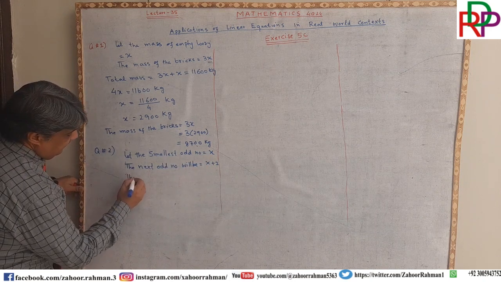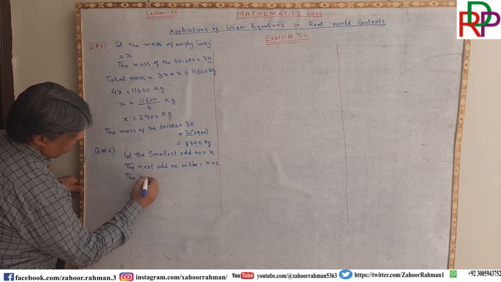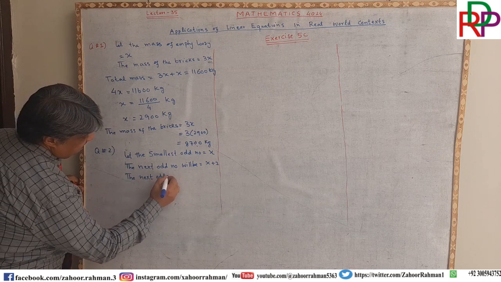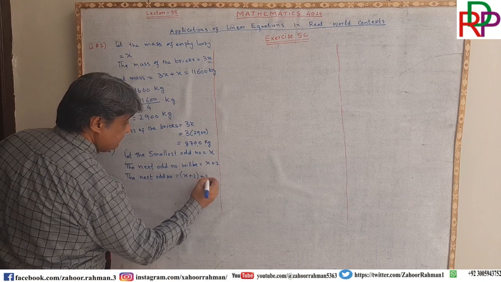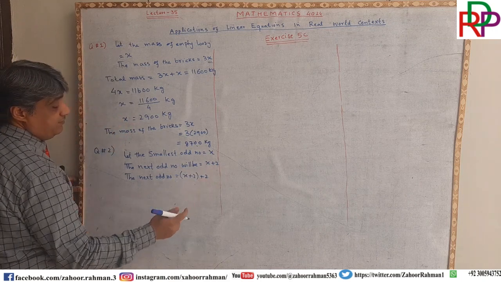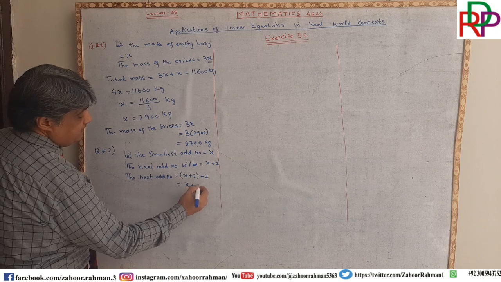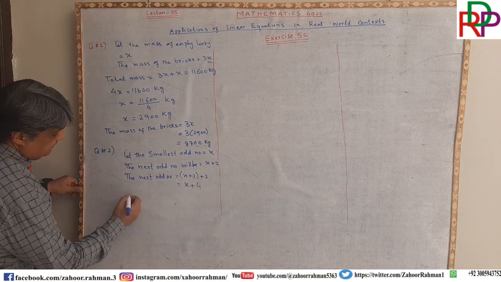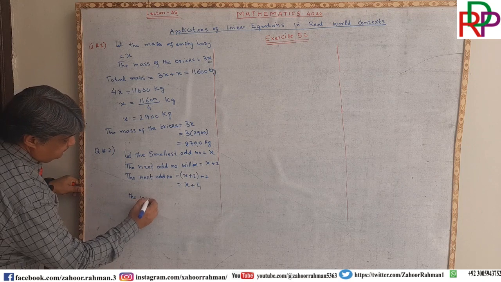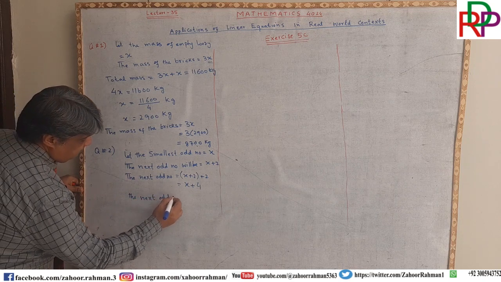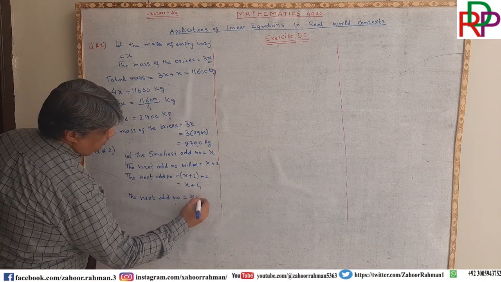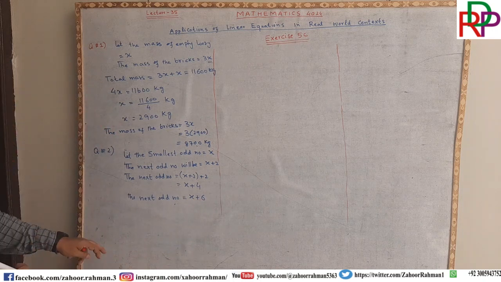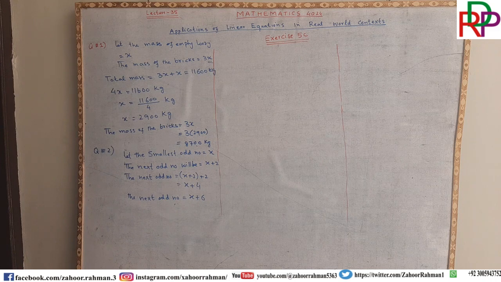Because there are 4 consecutive odd numbers, the next odd number is equal to x plus 2 plus 2. This is the previous one and we have to add 2 with it, so it will be x plus 4. The next odd number, which is the greatest one, will be equal to x plus 6, because x plus 4 plus 2 will be equal to x plus 6.